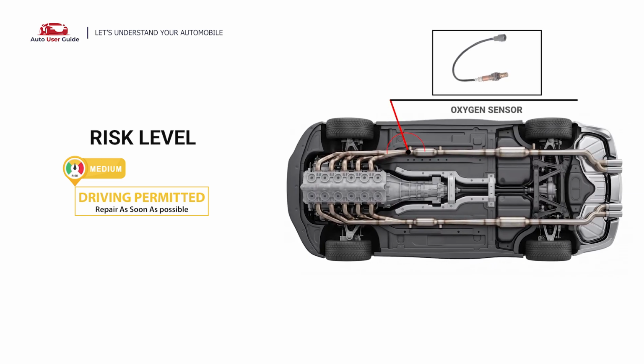The P0032 engine code indicates that the PCM or ECM detected voltage higher than normal in the heater circuit for the upstream oxygen sensor on the side of the engine containing cylinder 1. Under this circumstance, short-distance driving is permitted, but your vehicle should be repaired as soon as possible.